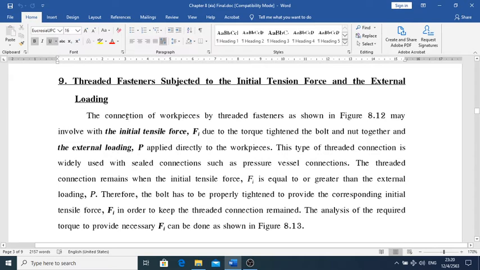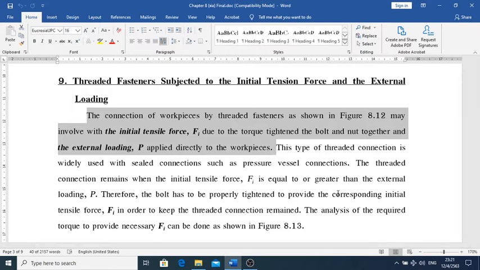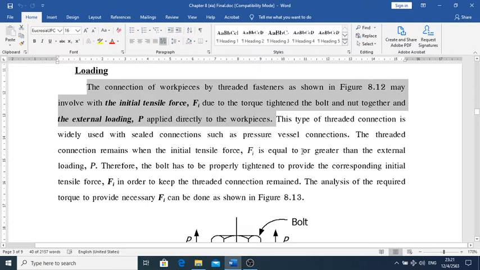Then what I said here in the first sentence: the connections of the workpiece by tight fasteners, as shown in figure 8.12, may involve the initial tensile force of F sub I, due to the torque tightening the bolts and nuts together, and the external loading of P applied directly to the workpiece. These types of connections are widely used in sealed connections such as pressure vessel connections.